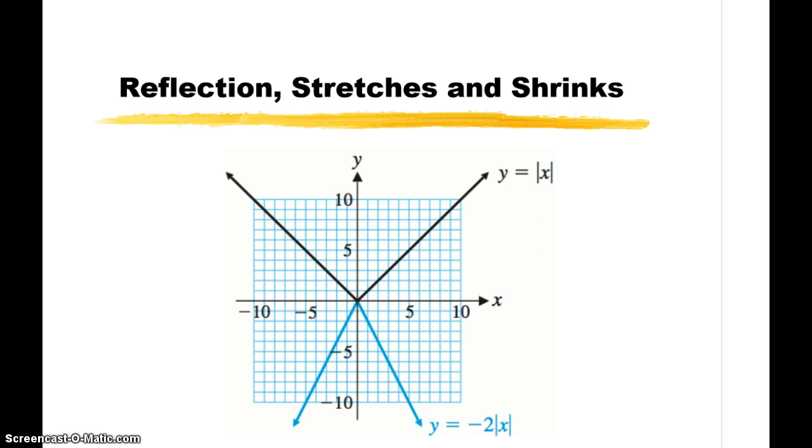Okay, and the last thing I promised you here was the reflection. Here is negative 2 absolute value of x. Not only do we have a vertical stretch of 2, but the graph is now reflected over the x-axis.